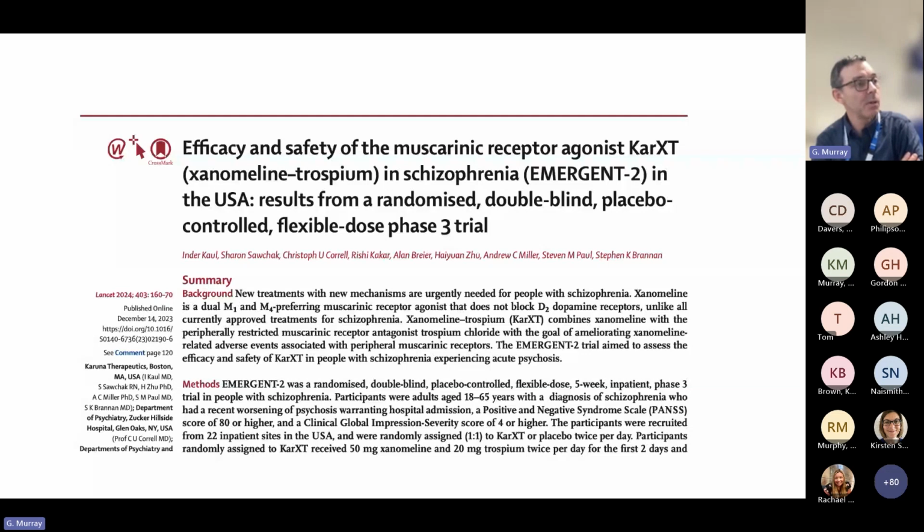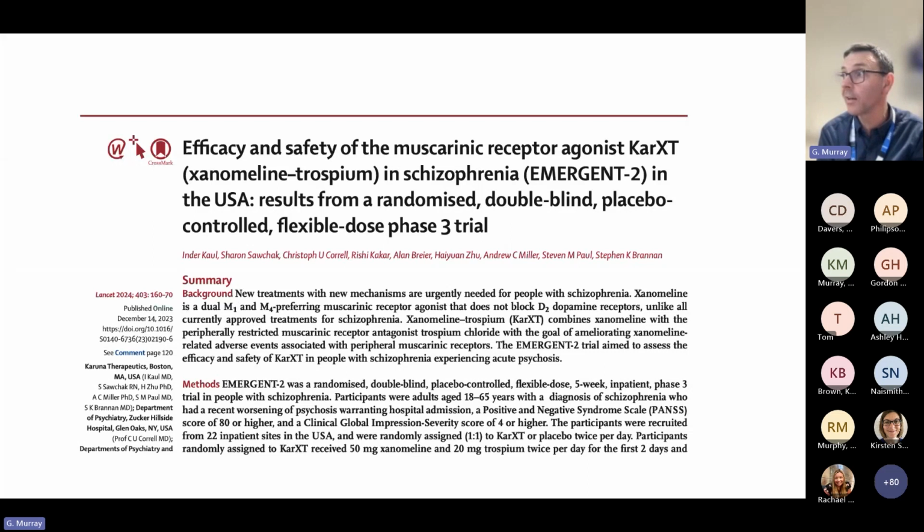CAR-XT, this was published last week in the Lancet. This could be the first non-dopamine D2 receptor antagonist that's effective in treating psychosis. This is a phase 3 trial. The drug, if you haven't come across it, is a muscarinic agonist drug. There's been research on muscarinic agonists for quite some time.